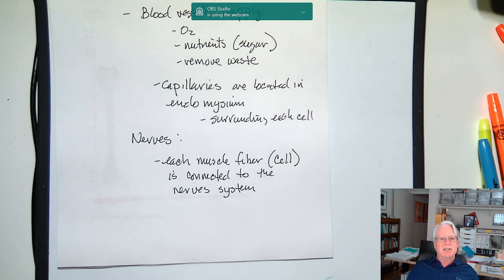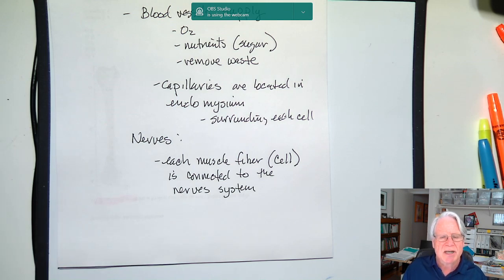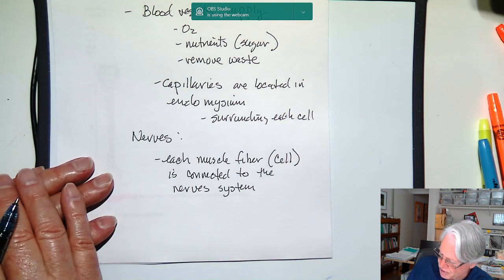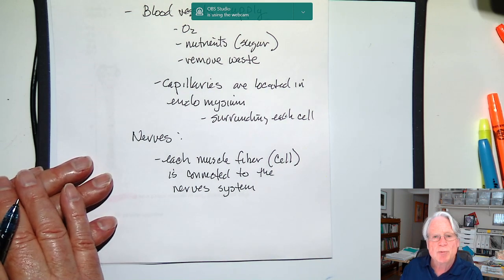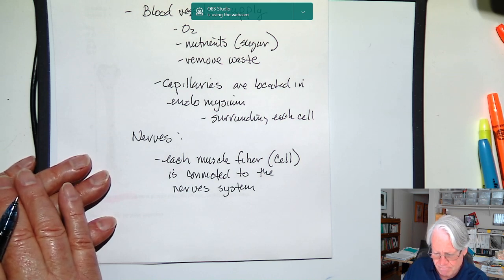If we cut that connection between the nervous system and a skeletal muscle cell, we are not going to be able to use that skeletal muscle cell. That's what happens, for example, if you damage your spinal cord and you lose the use of your legs. You've cut that connection between the muscles in your leg and the nervous system, and you don't have any control over them. So each muscle fiber, each muscle cell is connected to the nervous system, which means that you have an extensive nerve system. Okay?